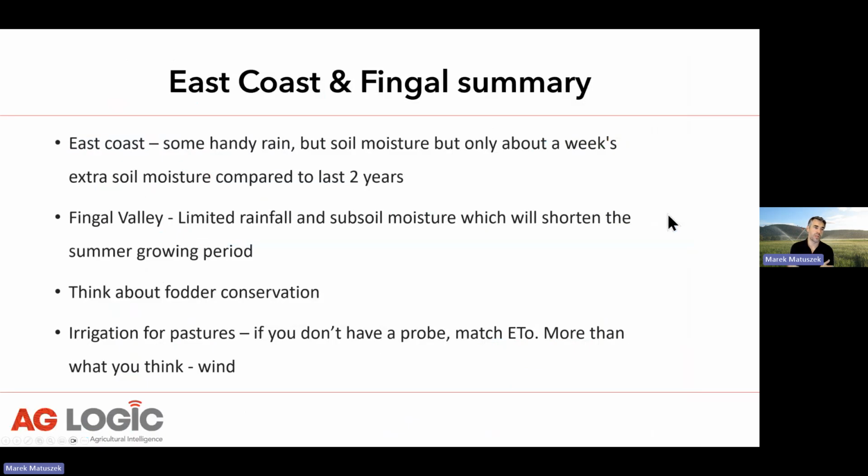So I'll just keep going through these ones. East Coast has handy rain, but we're only about two weeks extra soil moisture. Fingal Valley, limited moisture, similar to, though not to the same degree as, the Derwent Valley. Keep irrigating, okay. Don't stop irrigating for pastures. If you don't have a probe, match your ETo, and there's been more soil water use than you might think at the moment because it's just been so windy.